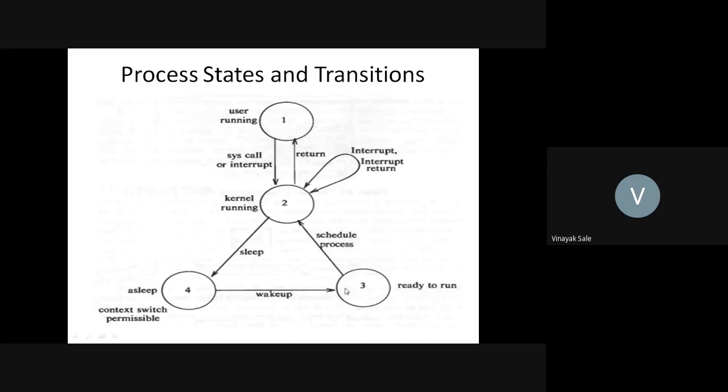So in the ready to run state, there are a number of processes. Which process will be executed? The processes will be executed as per the scheduling algorithms, first come first serve, shortest job first, or shortest remaining time next, and go to the kernel running state.